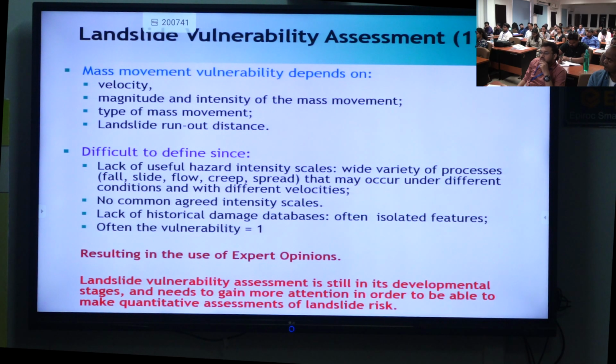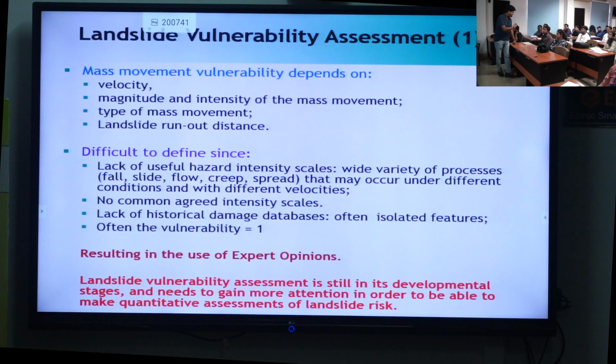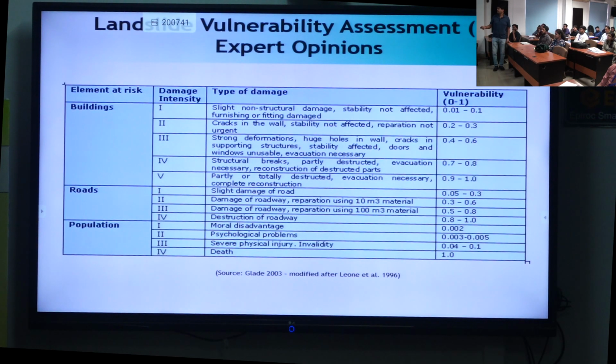Right? Because if we have everything computationally, all data and everything, and we can measure and quantify, we will need it. Because we can analyze based on the observation of the data itself. That means data-driven approaches. Okay? So, one example of the expert-based opinion.